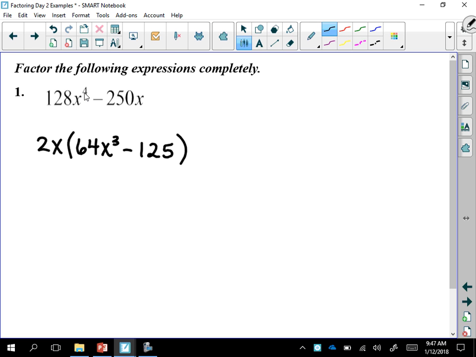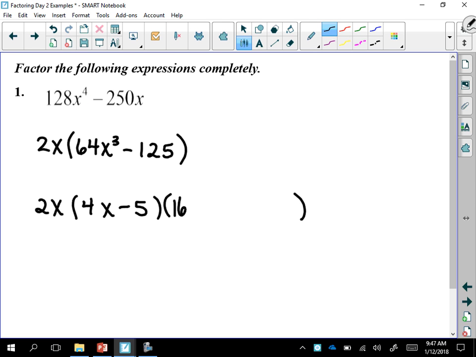Is 64 a perfect cube? Yep. Is 125? Yep. So this would factor as a difference of perfect cubes. So we're going to write a binomial and then a trinomial. And the binomial is going to be the cubic root of each term. So what's the cubic root of 64x cubed? And the cubic root of 125? All right, and we keep that subtraction sign. So there's our binomial, and then we do SOPS.